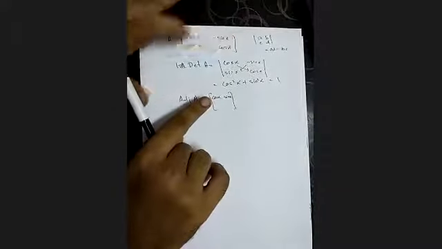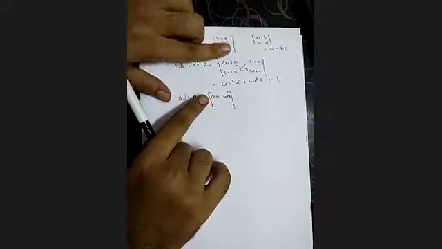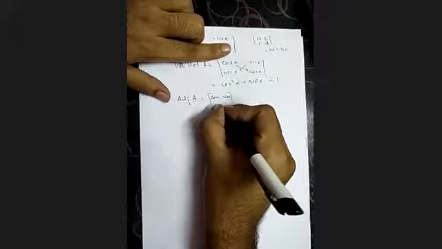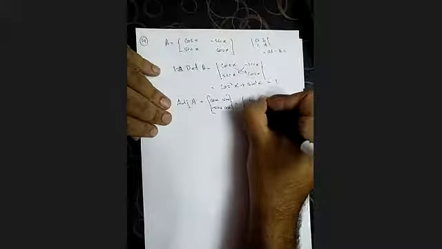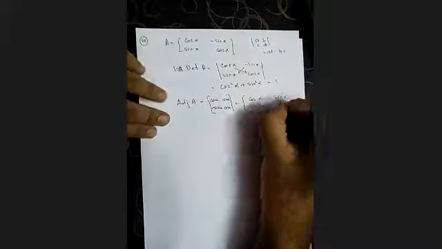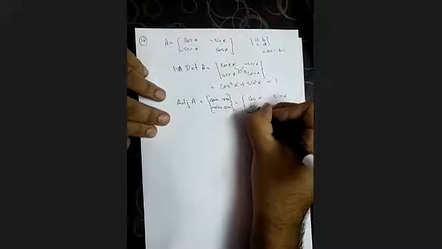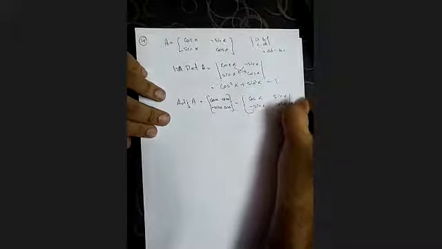Now, cofactor of sine alpha. Remove this row and this column. What is left? Minus sine alpha. Now finding the cofactor of cos alpha: remove this row and this column. You will get cos alpha. So this is your adjoint: cos alpha, sine alpha, minus sine alpha, cos alpha. Adjoint of A is this.